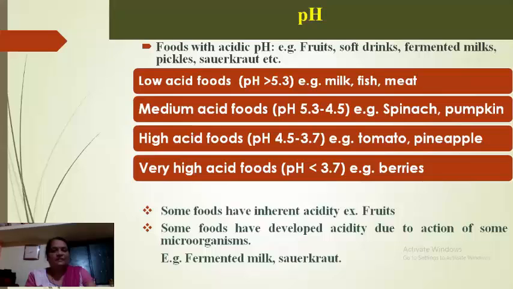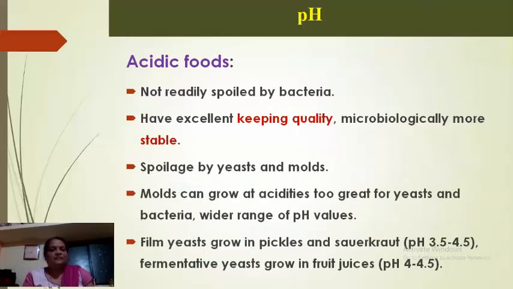For example, spinach, pumpkin. Some foods are called high acid foods. They have the pH 4.5 to 3.7. For example, tomato, pineapple. And some foods are called very high acid foods. They have very low pH, pH less than 3.7. For example, berries. More the acidic pH, more is the keeping quality of that particular food.